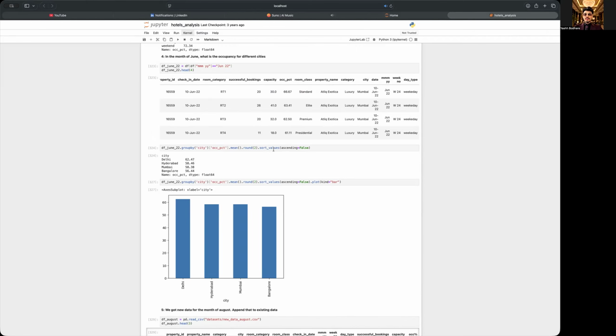This effectively gives us a ranking of the cities based on average June occupancy. So as you can see, we have the occupancy percentage and the cities grouped together. I think Delhi has the highest occupancy percentage, followed by Hyderabad, then Mumbai, then Bangalore. Perfect. Moving on to the next code.